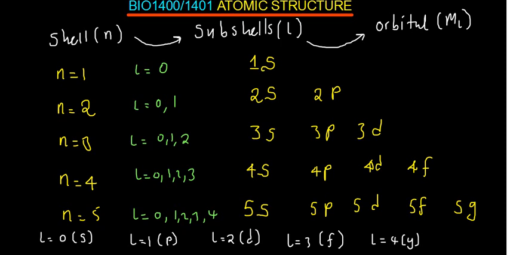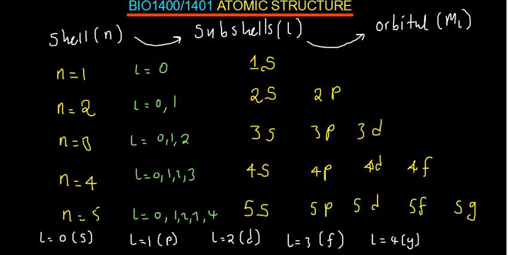Okay, and remind me, L, what does it mean? L is the angular momentum quantum number describing the subshell. Oh, okay. All right. Now, friends, from here, remember we also have orbitals. So these which you are able to see here are subshells.